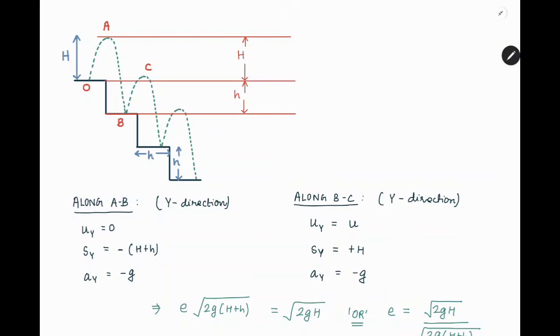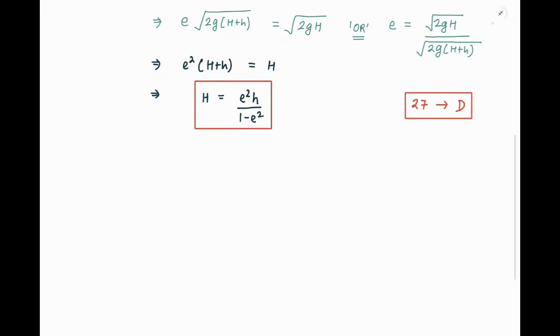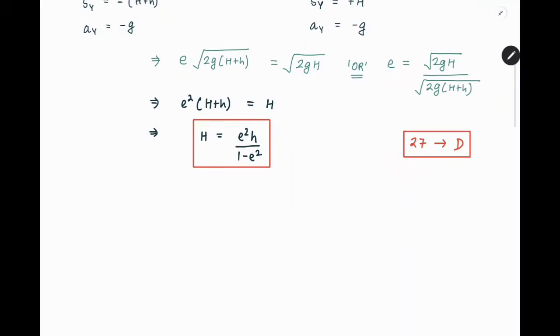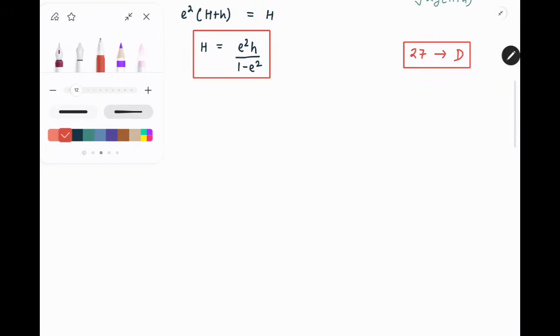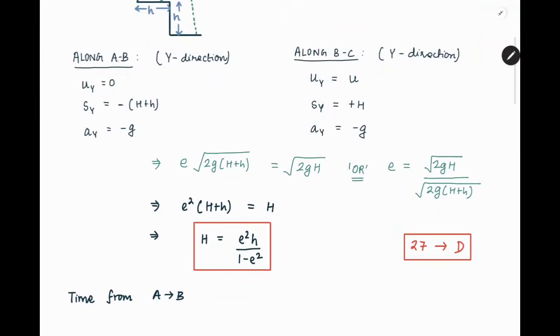So since we are solving A to B and B to C, let us do it this way: if we calculate the time interval between the particle starting from A and reaching point C, we will also get the air time between two successive bounces. So we are solving for time from A to B. So over here we have all the parameters written along A to B.